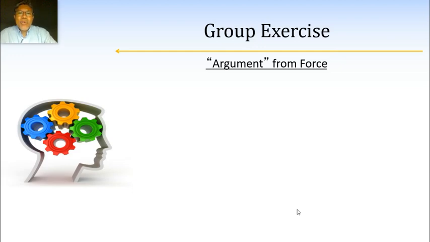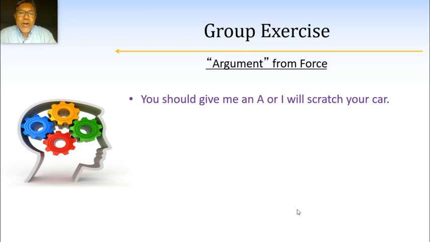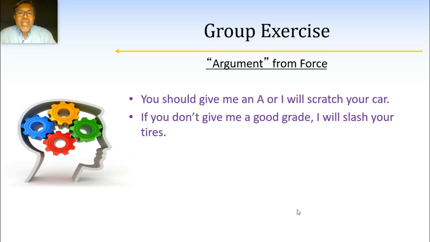So argument from force, remember, is a type of scare tactic. We are, again, trying to use fear, trying to get the person you're speaking to to feel fear. But this time, we want that fear to be a personal type of fear, not just some sort of generic fear, but fear for their personhood. Okay. You should give me an A or I will scratch your car. Good. That's an argument from force, because scratching your car is very personal. Again, it's a fallacy because that's not real justification for why you deserve an A. If you don't give me a good grade, I will slash your tires. Again, good example, right? It's personal, about slashing a person's tires. So you're eliciting fear in that sense.